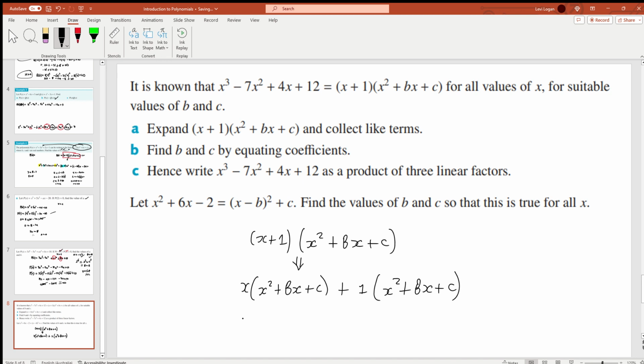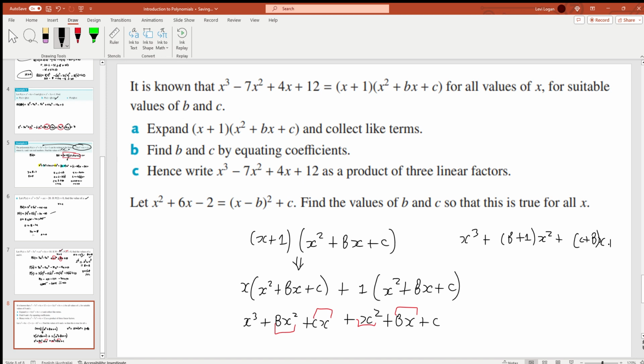So this first bit is going to be x cubed plus bx squared plus cx plus x squared plus bx plus c. Okay, so now that we've done that, we're going to collect the like terms, exactly what they've said here. There's no x cubes, but there are x squared terms here, and then there are linear x's here as well. So in other words, our polynomial is going to be x cubed plus (b plus 1) x squared plus (c plus b) x plus c.